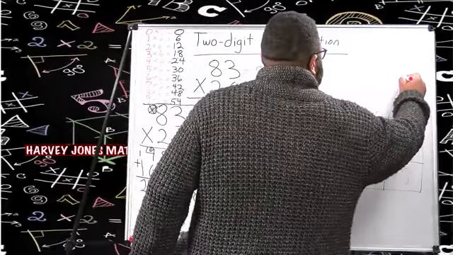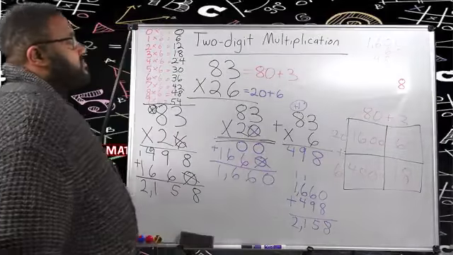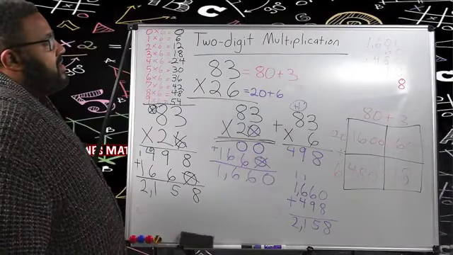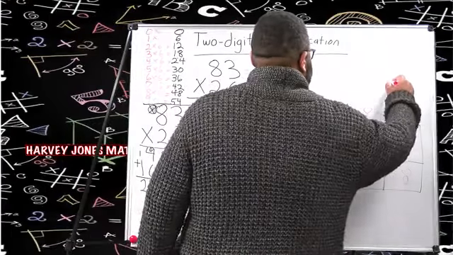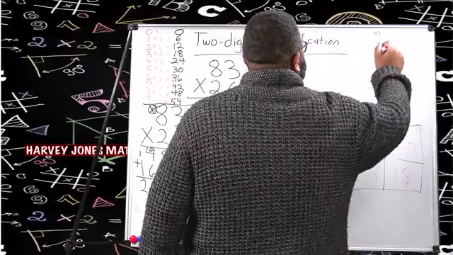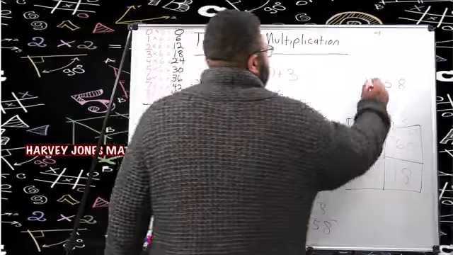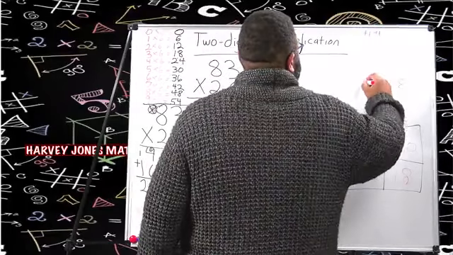And 0 plus 0 is 0, plus 8 is 8. That's 9 plus 6, which is 15. Carry my 1 up here. 10 plus 1 is 11. Carry my 1 up here. 1 plus 1 should be 2.